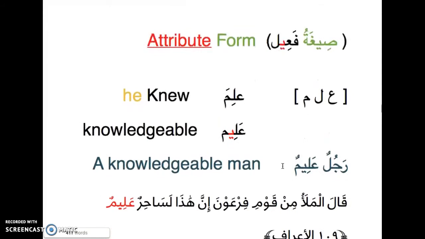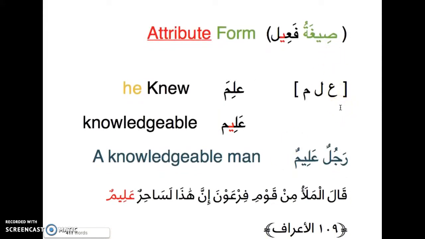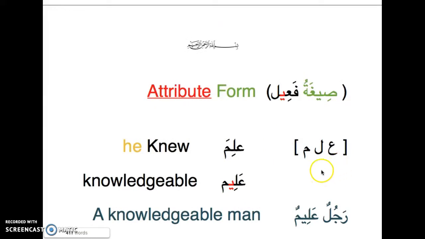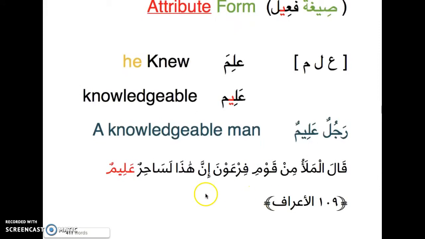Alright, so let's move to another example from the root alima. So again, the root is a, la, ma, and in the past form, alima, like he knew. And when we make it an attribute in the form of fa'il, it becomes alim, and alim is knowledgeable. So he is alim, he is knowledgeable, right? And when we put it in a nominal sentence, we get rajulun alim, which means a knowledgeable man. We see it many times in the Quran.